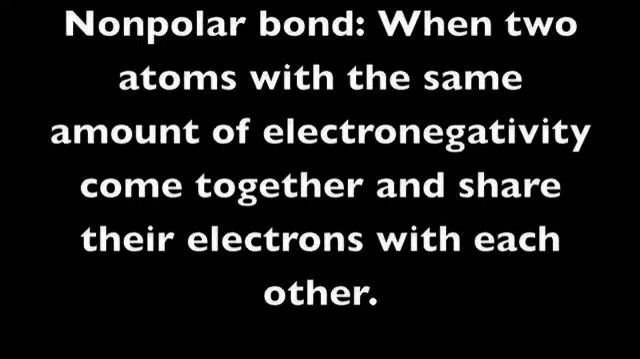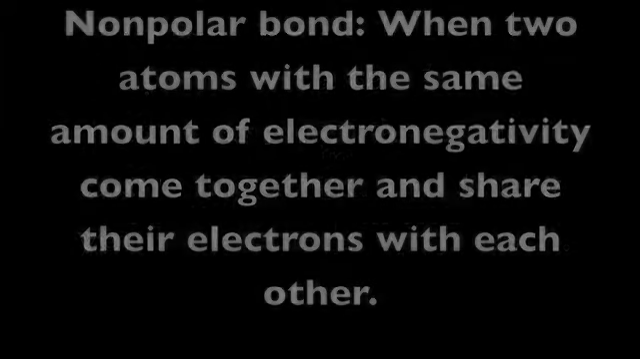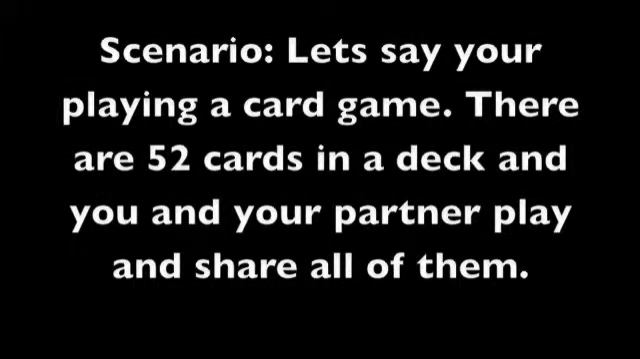There are two types of covalent bonds. First, the nonpolar bond, which is when two atoms with the same amount of electronegativity come together and share their electrons with each other. Here's an example of this. So the scenario is that let's say you're playing a card game. There are 52 cards in a deck, and you and your partner play and share all of the cards.